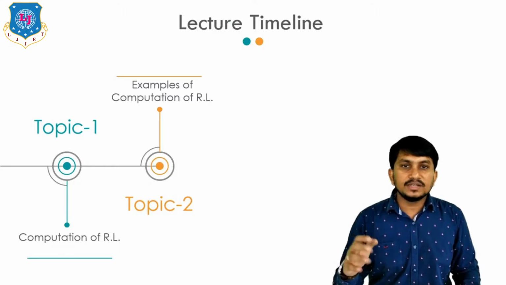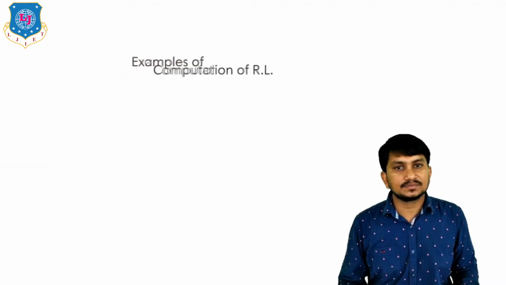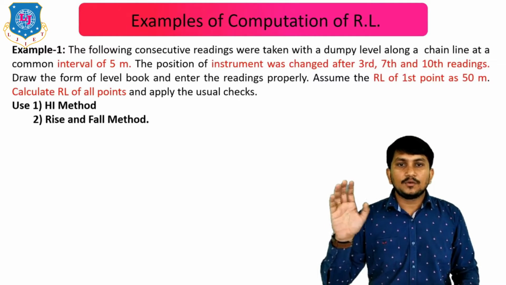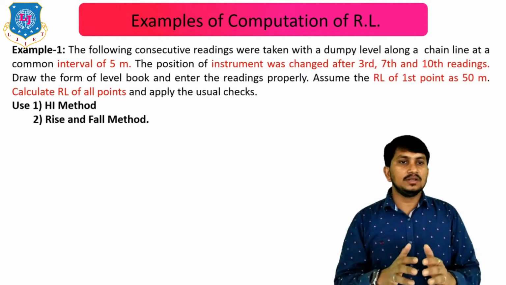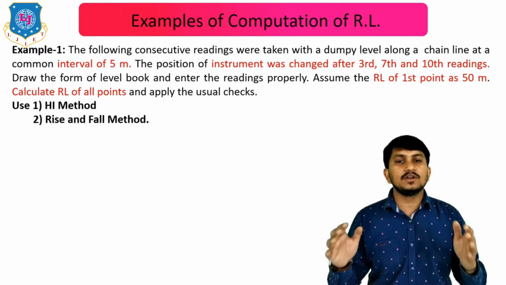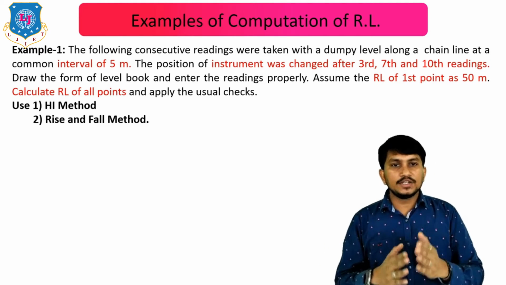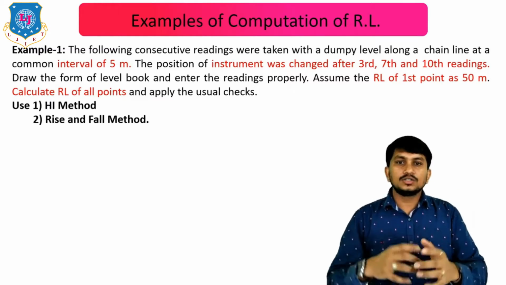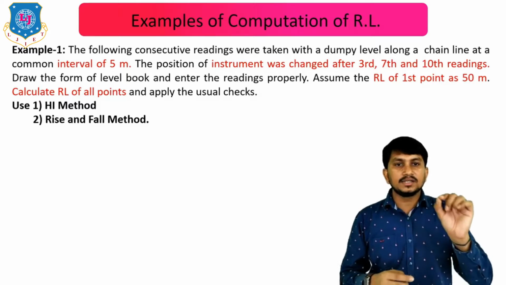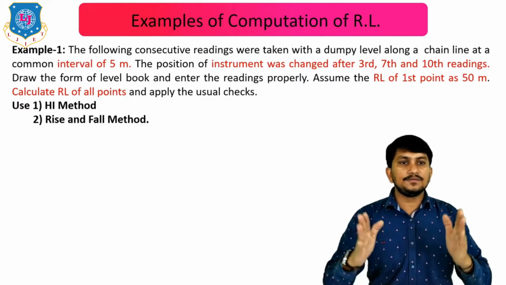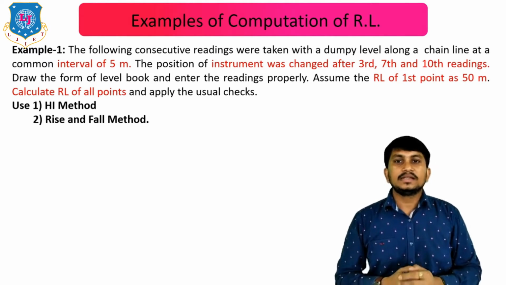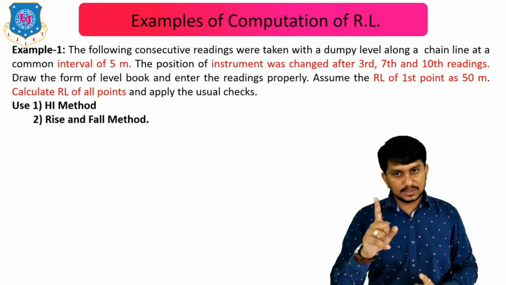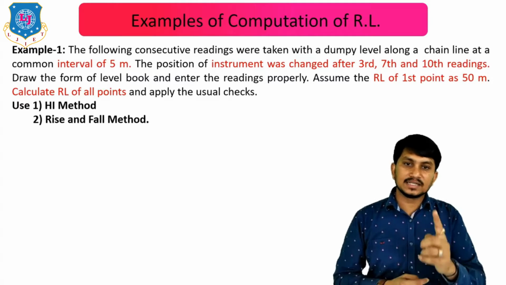Now let's move to the examples of computation of RL. First example: the following consecutive readings were taken with a dumpy level along a chain line at a common interval of 5 meter. The position of the instrument was changed after the 3rd, 7th and 10th readings. Draw the form of level book and enter the readings properly. Assume the RL of the first point as 50 meter. Calculate RL of all points and apply the usual checks. Use the first HI method and then the rise and fall method.